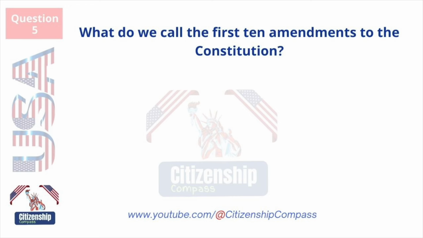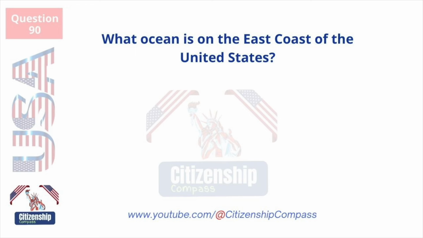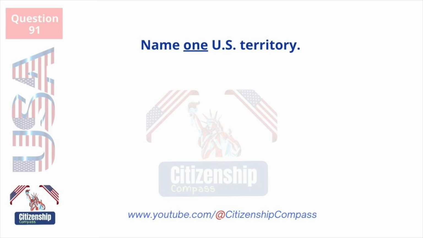What do we call the first 10 amendments to the Constitution? The Bill of Rights. How many amendments does the Constitution have? 27. What ocean is on the east coast of the United States? Atlantic Ocean. Name one U.S. territory. Guam.